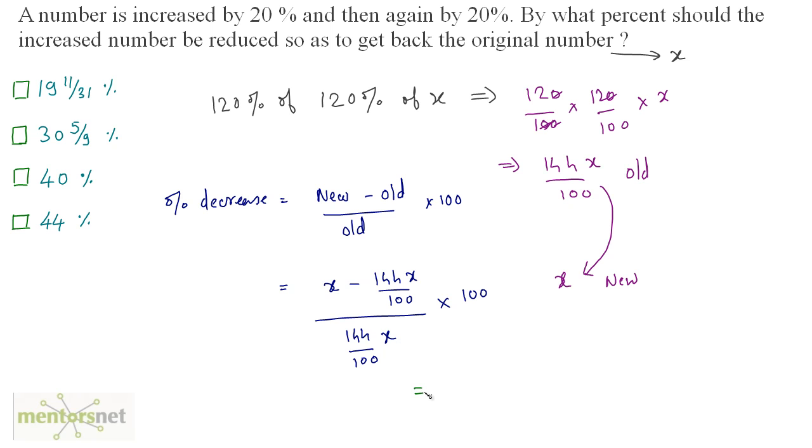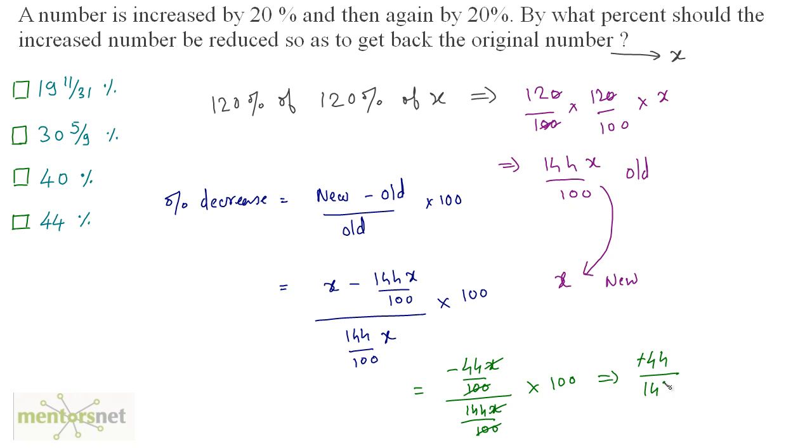Now we can evaluate this. This is equivalent to 100x minus 144x, which is minus 44x. We can ignore this minus because we know that this is a decrease in value. So minus 44x upon 100 divided by 144x upon 100 times 100. These hundreds get cancelled out, and the x also gets cancelled out. What remains is minus 44. Let's just ignore the minus right now.